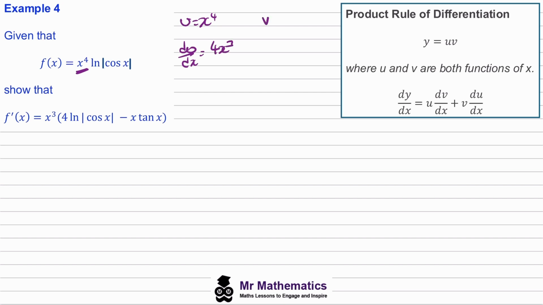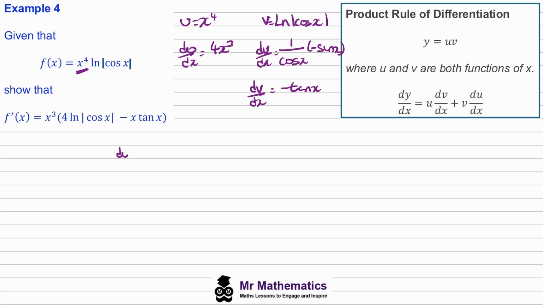And if we let v equal the natural log of cos of x, then using the chain rule, dv by dx, this will be 1 over cos of x. So we differentiate this bigger function, then we multiply it by the derivative of this inner function, and the derivative of cos of x is negative sine of x. So dv by dx will be negative tan of x.